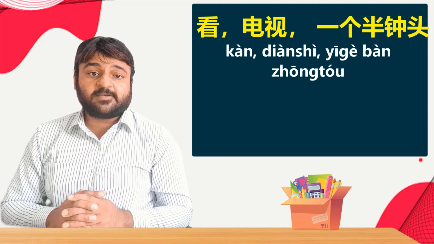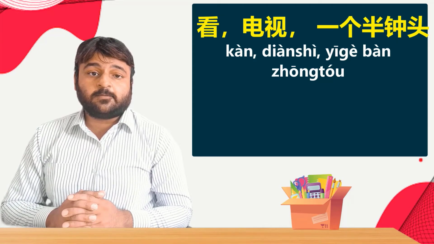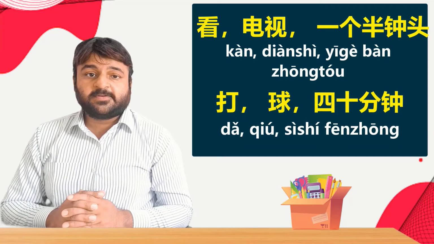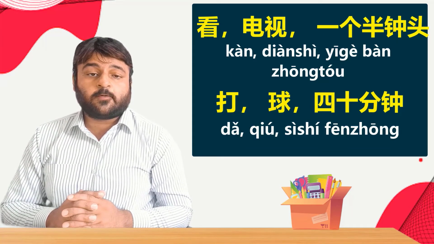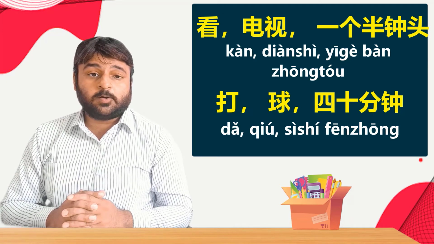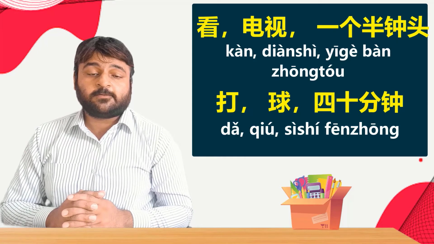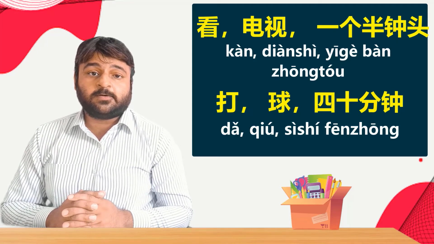Moving on to the next set of 3 words, let us read out the following words. 打, to play. 球, ball. 40分钟, 40 minutes. How long did you play with the ball? I played ball for 40 minutes. Replace these words in the underlined parts to make new sentences.